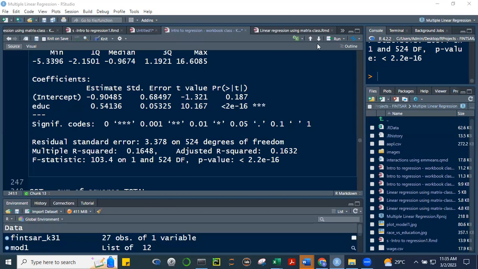Yung degree of freedom 2, which actually is just a review of your stat before. Degree of freedom 2 is equal to n, the number of observations, minus k minus 1, where k refers to the number of parameters or predictors, which is just 1, education. 1 is to account for the intercept. Okay, so ito yung degree of freedom 2 natin. There are 526 observations minus 1 minus 1, so you have here 524. Now, kailangan natin tong degree of freedom na to in order to compute for the F statistics.